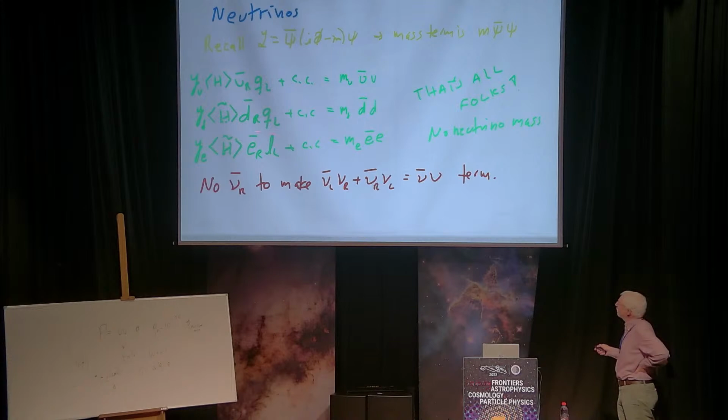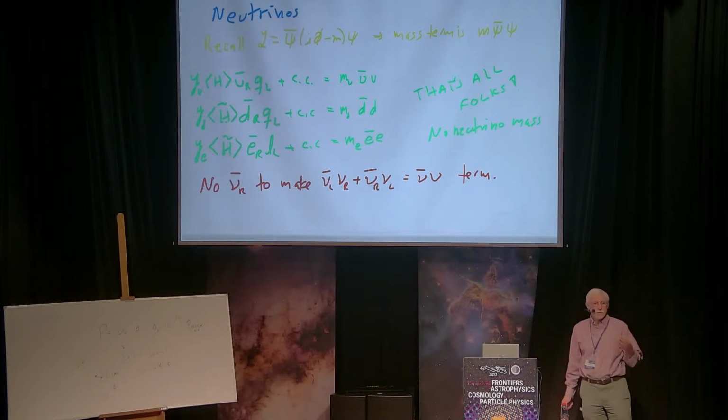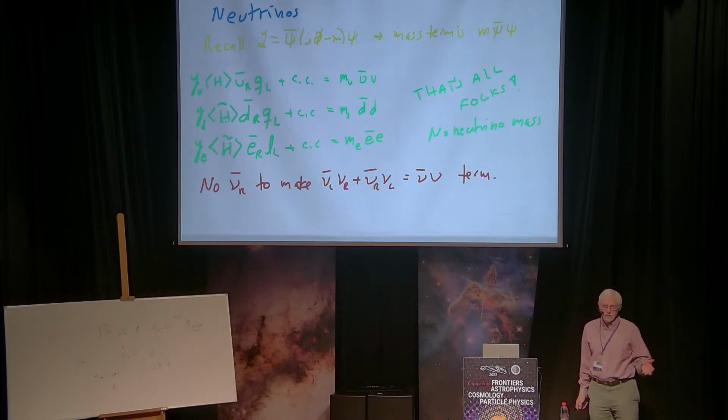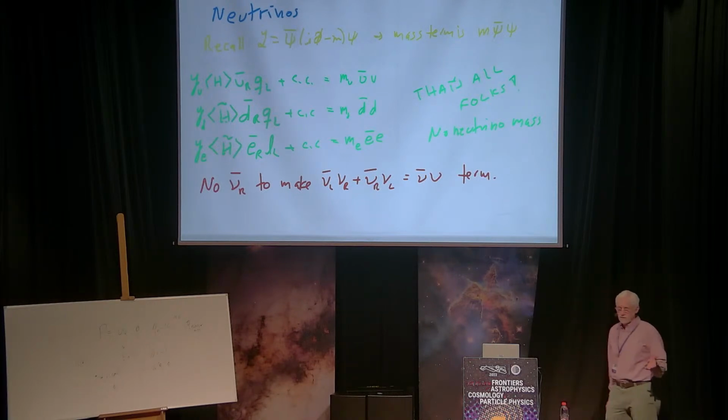And then there's a leftover field, which is the neutrino, the left-handed neutrino, which is at the top here. But there's no right-handed neutrino field that I can put in this list to make a mass term for the neutrino. There's just nothing like this. So in the standard model, the neutrino is massless automatically. There's nothing you can do to make it not massless, other than to change the model and add more stuff.